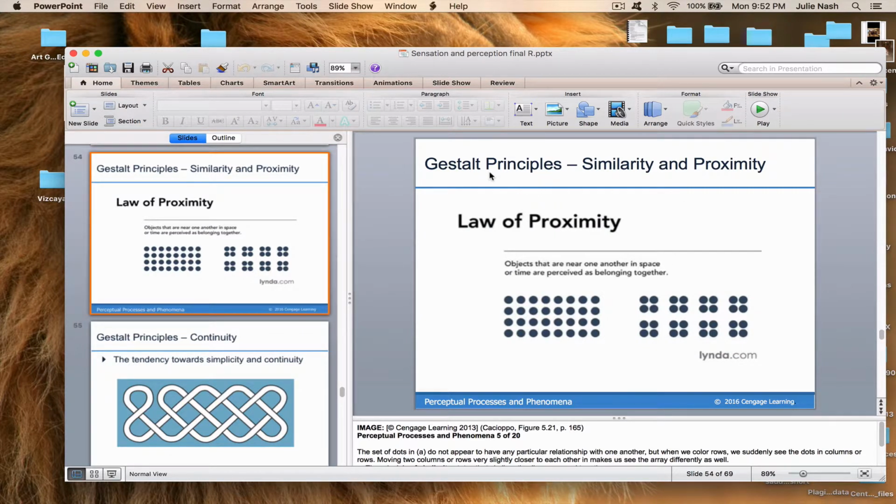Okay, another Gestalt principle is similarity and proximity. So the law of proximity is that they're close to each other, so they must be a group, basically. But if they're very similar, you could also say they're a group. So let's say I asked you how many groups are here. You might say, well, there's two. There's two groups of circles. They're similar. Or you could say maybe there's just one. There's just circles because everything's similar.